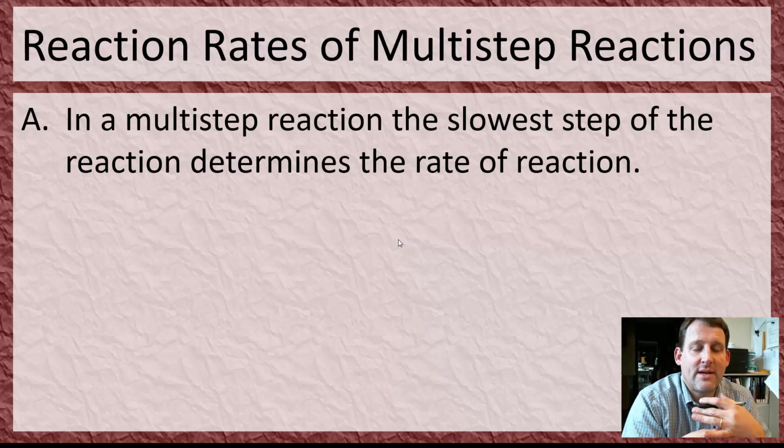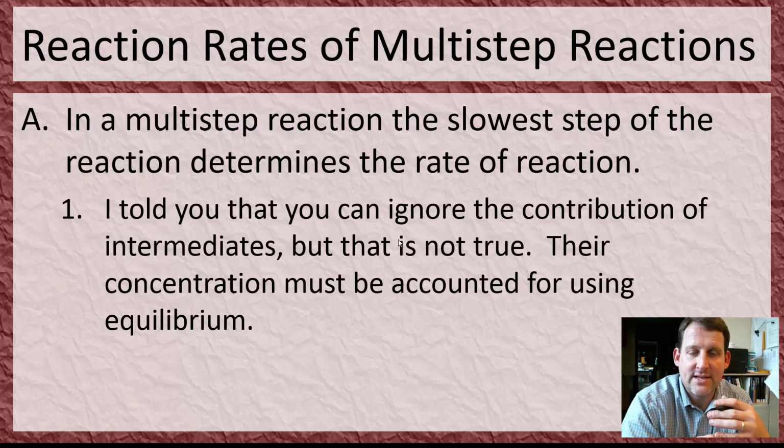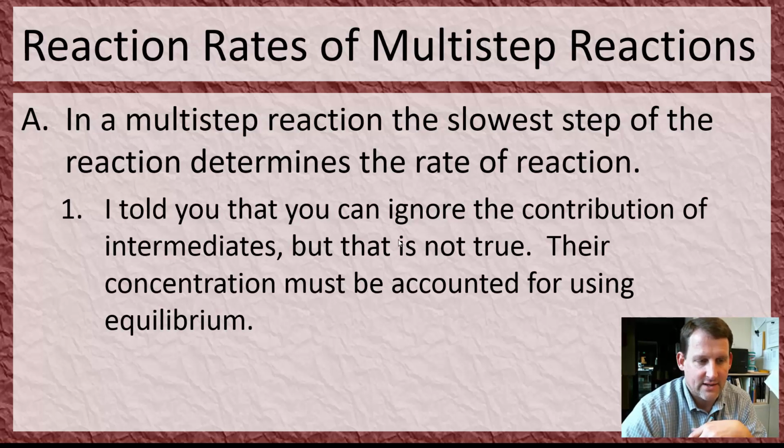What I told you was in a multi-step reaction that the slowest step of those steps is the rate determining step, and that your rate law is based on that step of the reaction only. That is true. But then what I told you is that you could ignore the intermediates in that step and base your rate law on just the non-intermediates in that step, and that's not true. You do have to account for the concentration of the intermediates, and it's a small twist, but an important one to get the rate law.